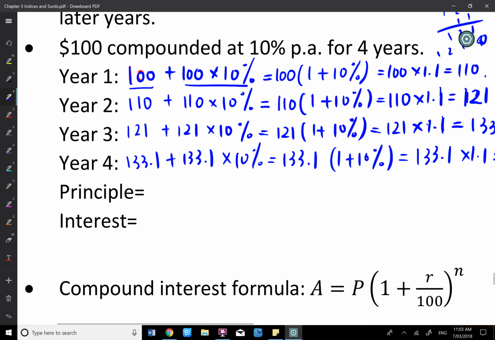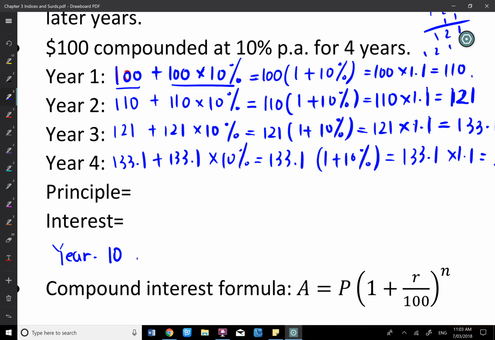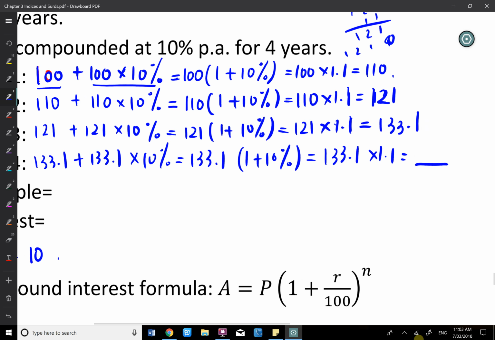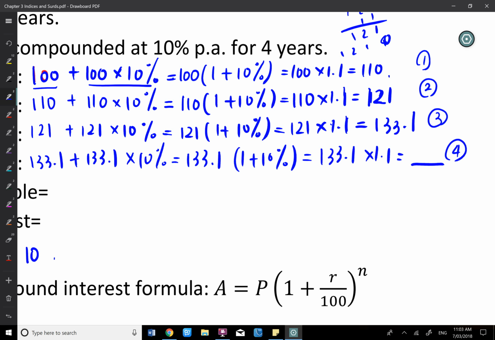So what's the money you will have at the end of the 10th year? Can you give me an equation? Think about this. That's the end of the first year, that's the end of the second year, that's the end of the third year, and that's the end of the fourth year. What will happen at the end of the 10th year? How many 1.1s do you have multiplied onto 100? Calculate that, count that.